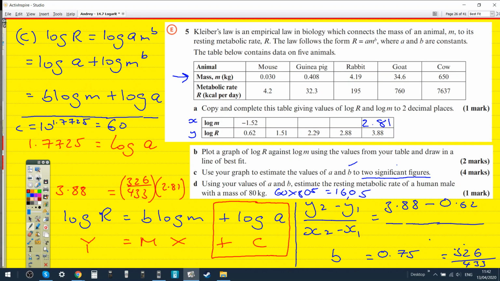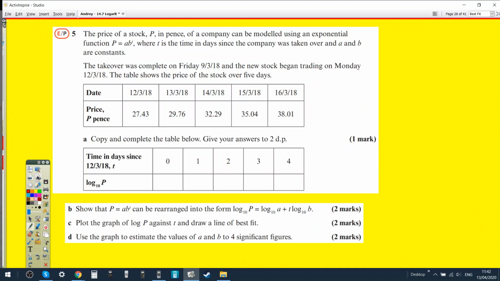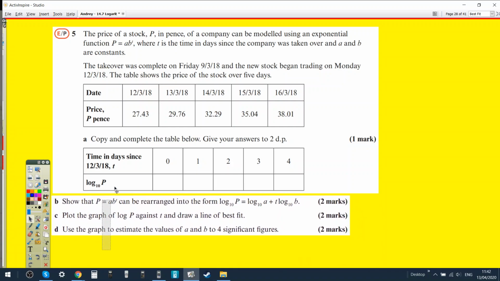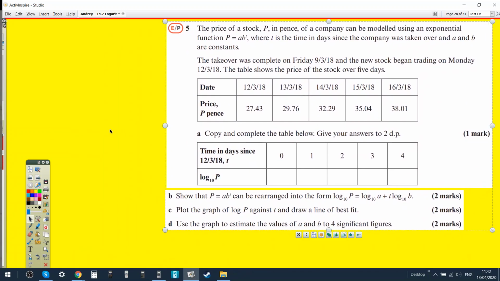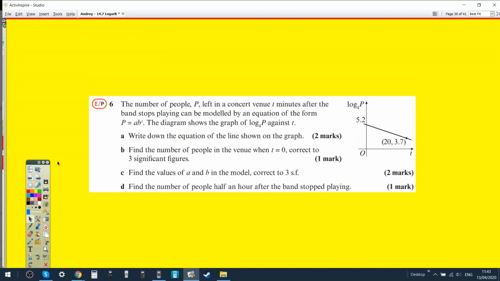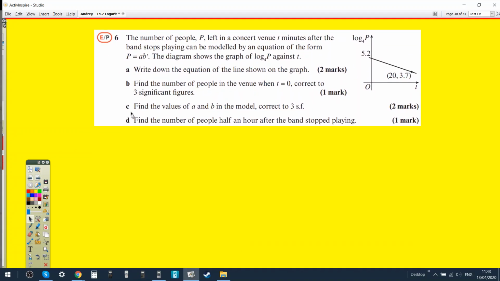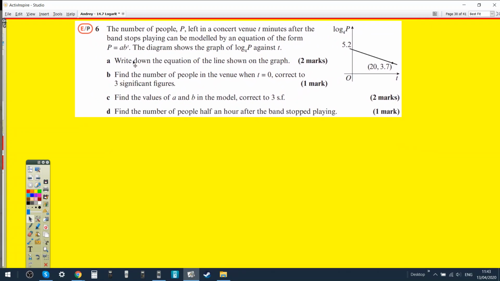Tricky. Another exam question. This looks similar enough. Hang on, so this one is just, that's okay. Plot the graph, draw a line of best fit, use the graph to estimate a and b. This looks good. Yeah, let's do this one.